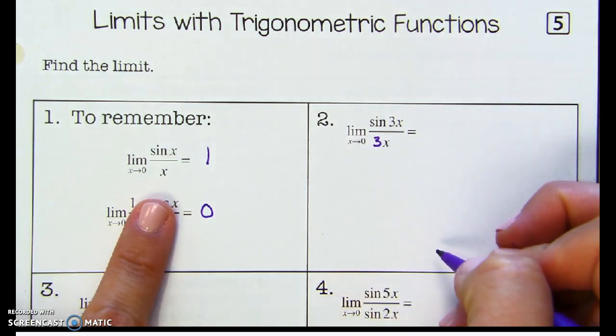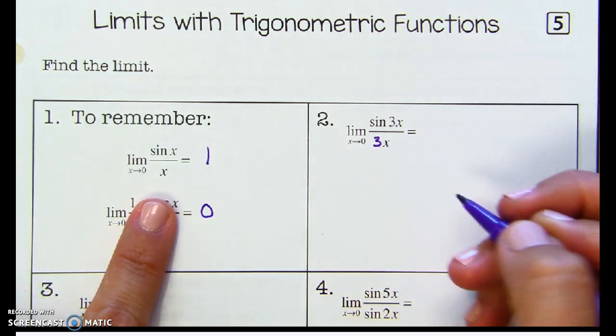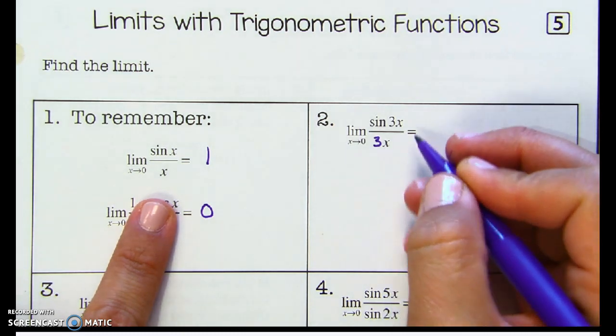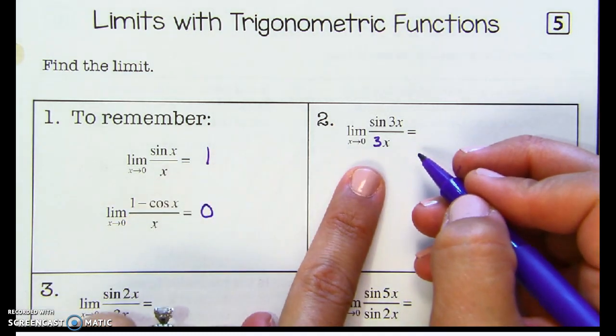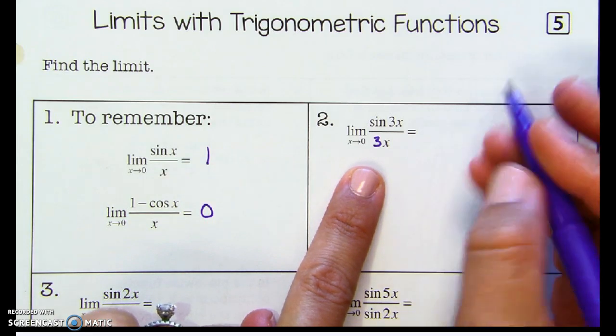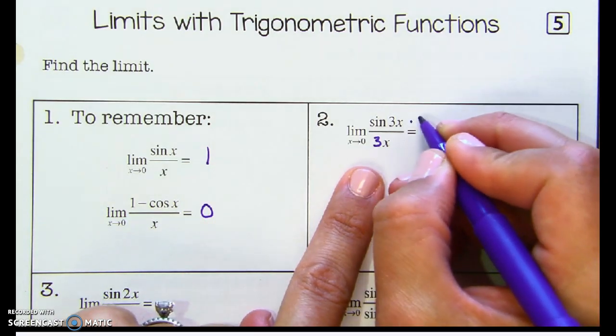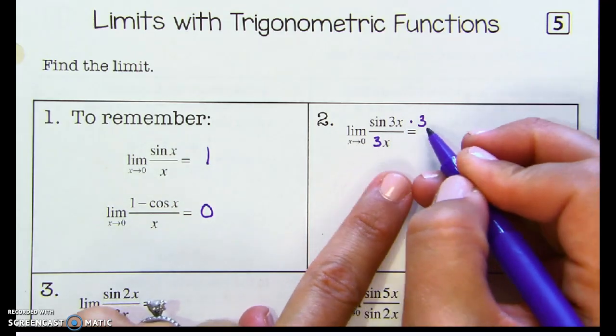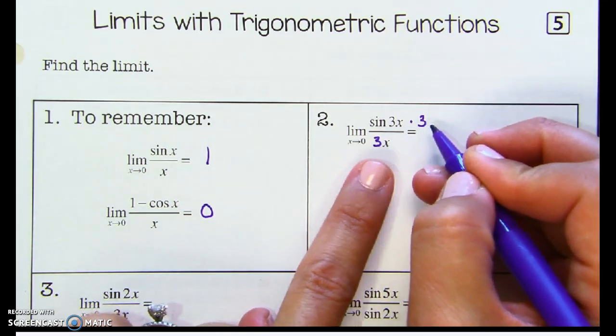You should get real mad at me, because am I allowed to just put a 3 there? No. What do you have to do? In order to legally put something in the denominator, you have to also put it in the numerator, right? Now, is that legal? Is that okay? Yeah, I just multiplied by 3 over 3, which is 1.